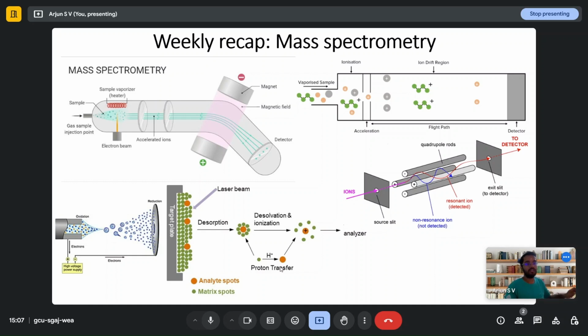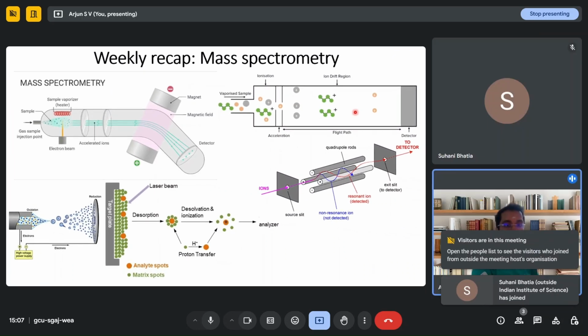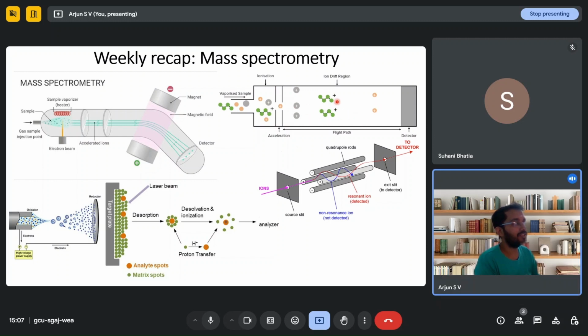So what I was saying is, your time of flight depends on ions which are heavier in nature, which have a higher charge to mass ratio, take longer time to travel to the detector, and ions which are smaller in charge to mass ratio, which are very light, take less time to travel to the detector. So your time of flight basically separates your ions based on the charge to mass ratio depending on the time that they take to reach the detector.